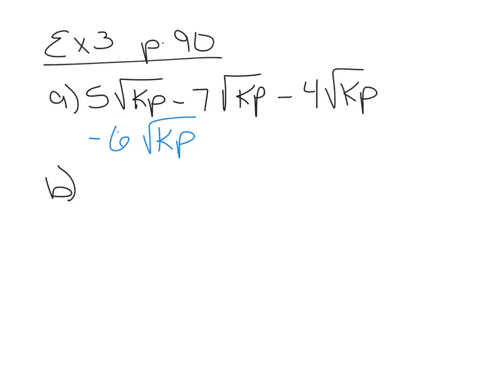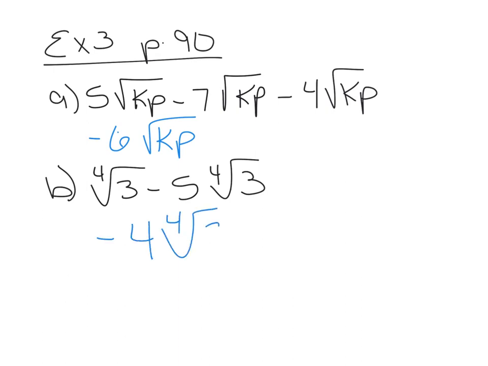Letter B says the fourth root of 3 minus 5 times the fourth root of 3. Again, can we add slash subtract these? Yes, we can, because they have the same radical. This is a 1. Don't forget the 1. So this is 1 minus 5 makes negative 4. So we have negative 4 and the radical, the fourth root of 3.